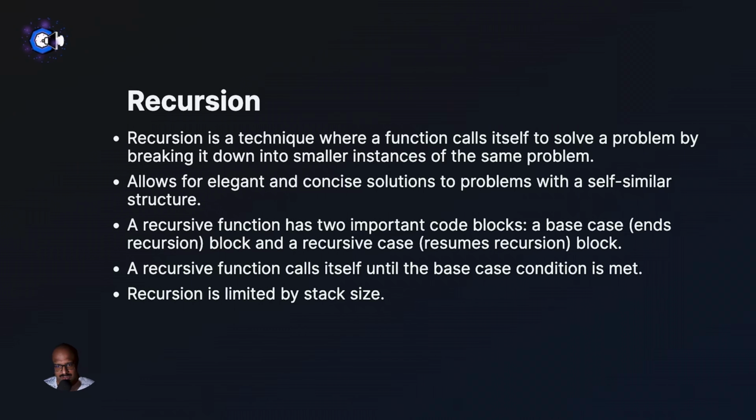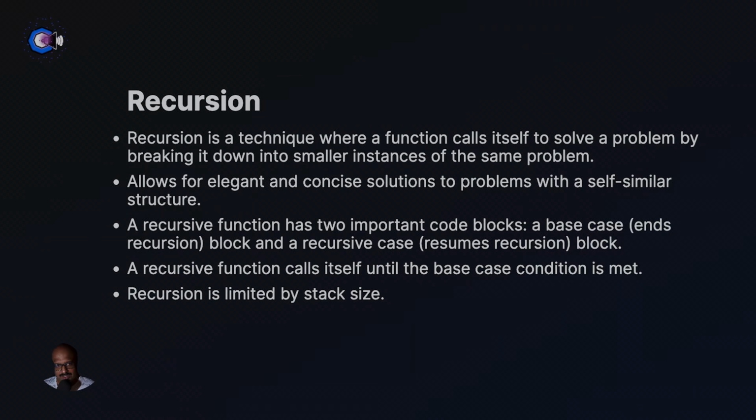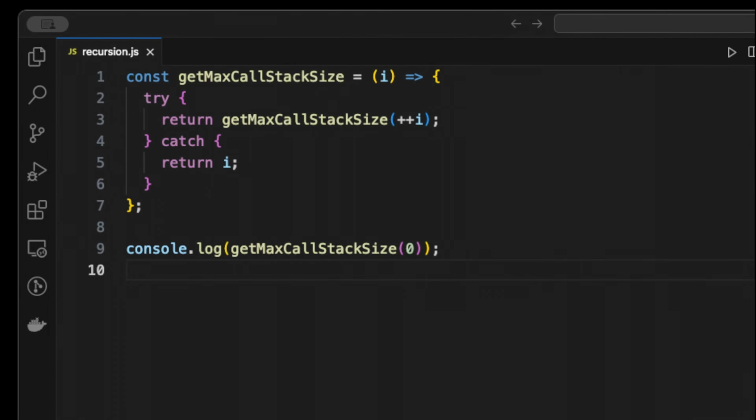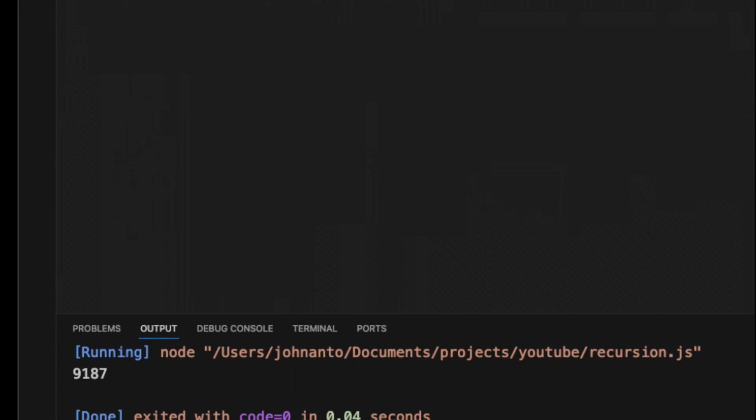The second consideration is that recursion is limited by stack size. We know that whenever we call a function, our function is added to the call stack. So if we call the function recursively, all those function calls are added to the call stack. And if it exceeds the stack size, it will throw the error that the maximum call stack size has been exceeded. For example, in JavaScript, you can see the maximum call stack size using this function.